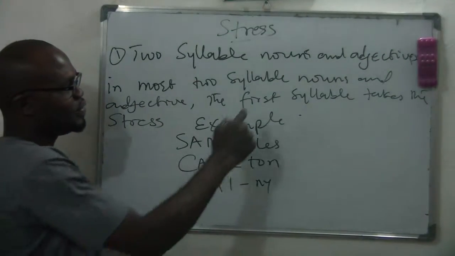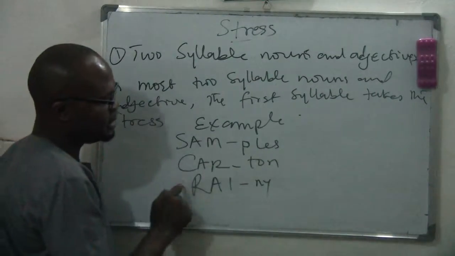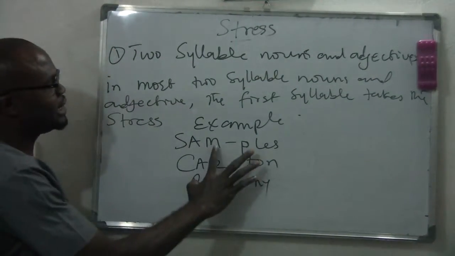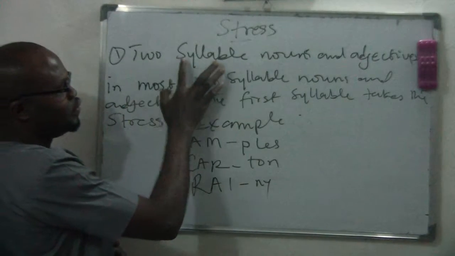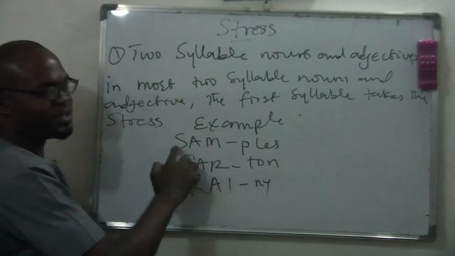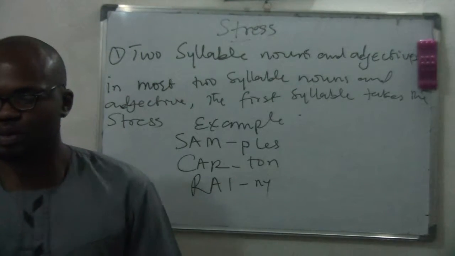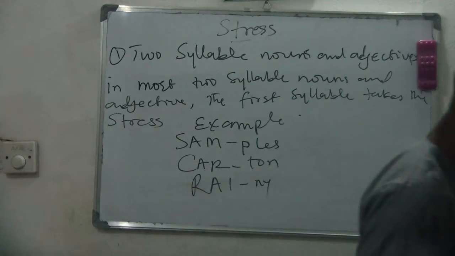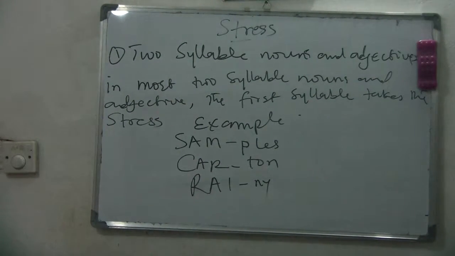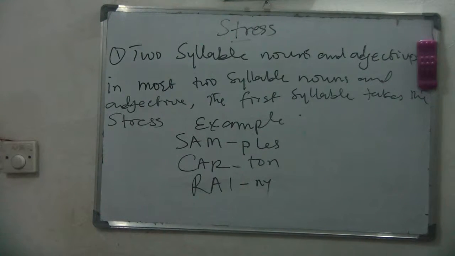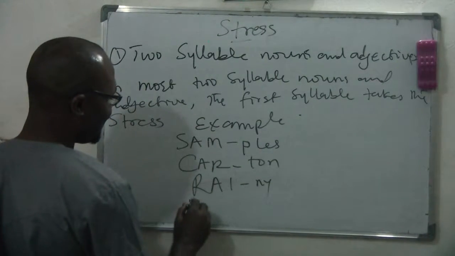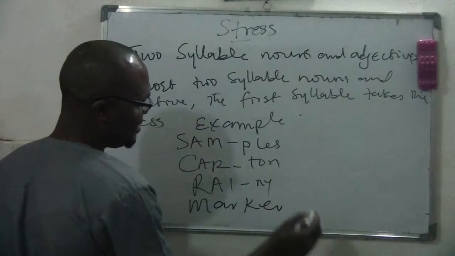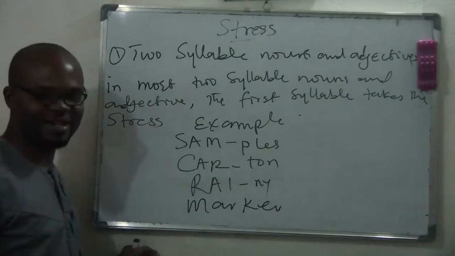So all these are examples of nouns. These two are nouns, whereas this one is what? Adjective. And they are two syllables. And the rule says that whenever there is a two syllable noun or adjective, you should put the stress on the first syllable. Is that clear? Yes. Give me another example of a two syllable noun or adjective, so that we can place the stress. Marker. Marker, isn't it? So where is the stress?